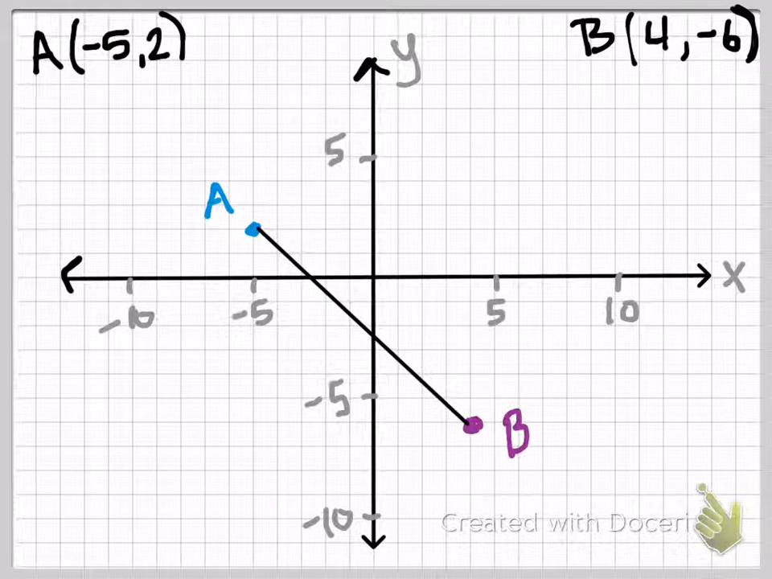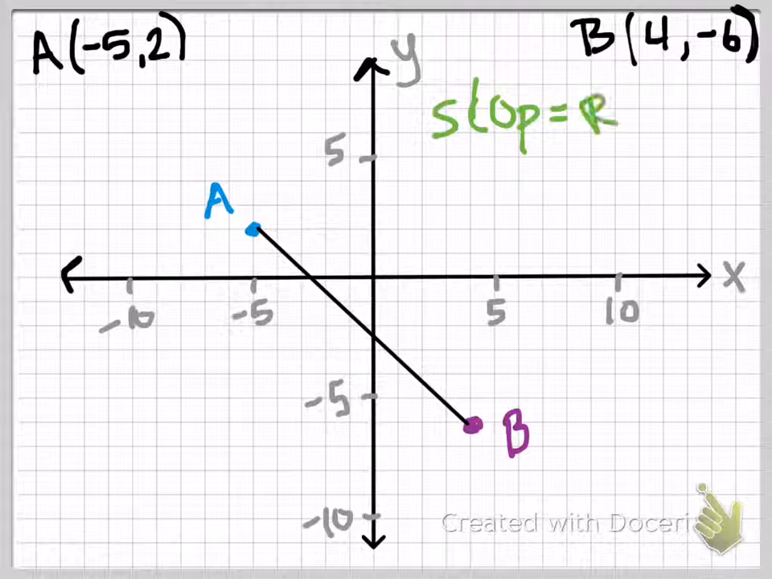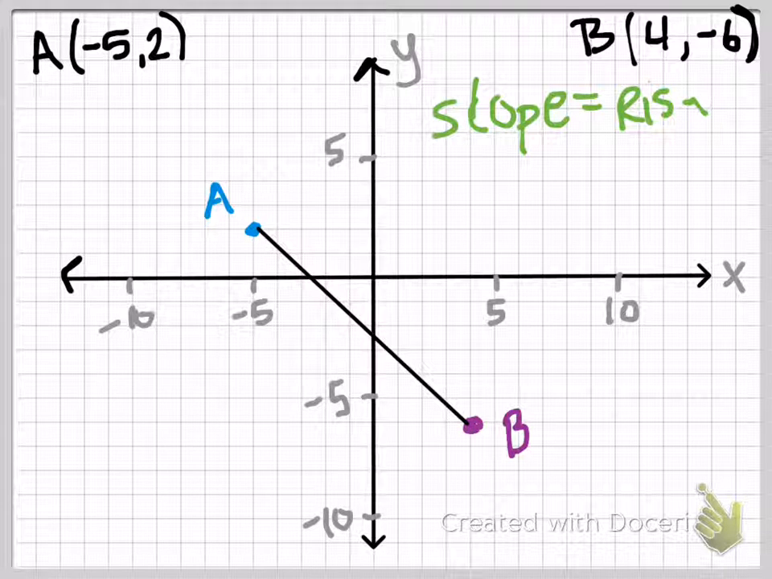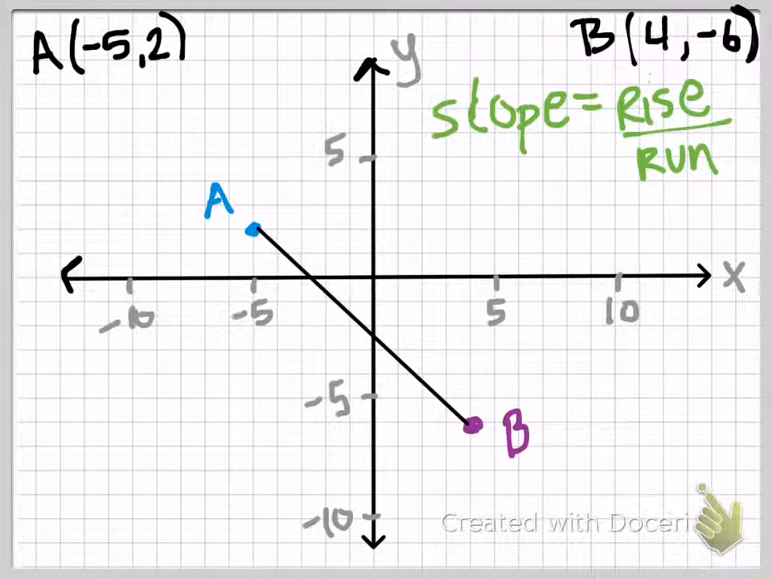So someone other than David and Riley, what is slope? Jacob? Rise over run. Yes, sir. So slope is rise over run. Let me write that. Rise over run.